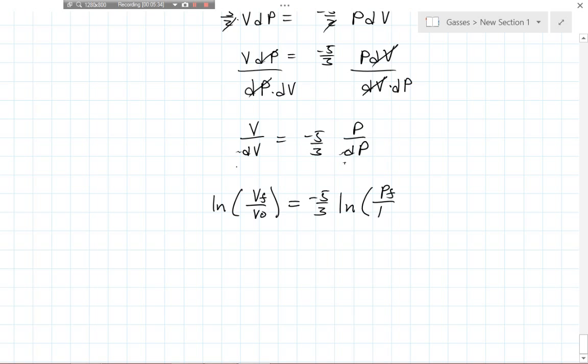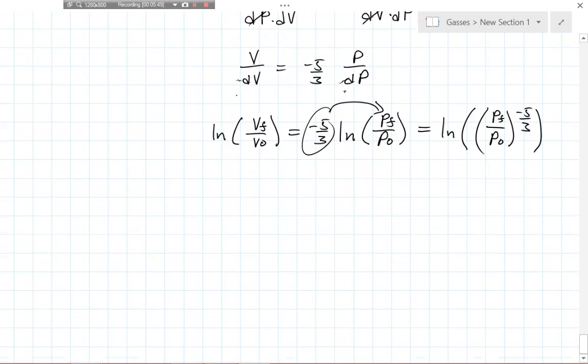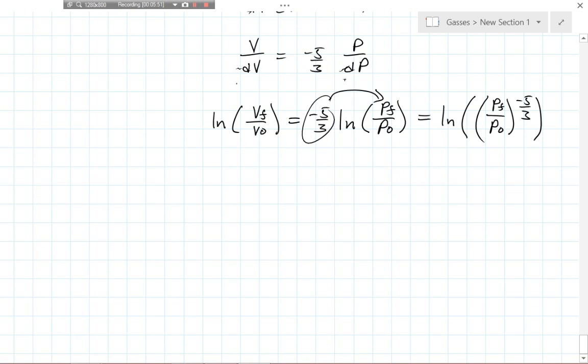Finally, I can use the algebra rules for natural logarithms, and I can move this in there. So this is the natural log of P final over P initial raised to the minus 5/3 power. Lastly, if I take the exponential of both sides, I have that V final over V initial is equal to P final over P initial raised to the minus 5/3 power, or P initial over P final raised to the 5/3 power.